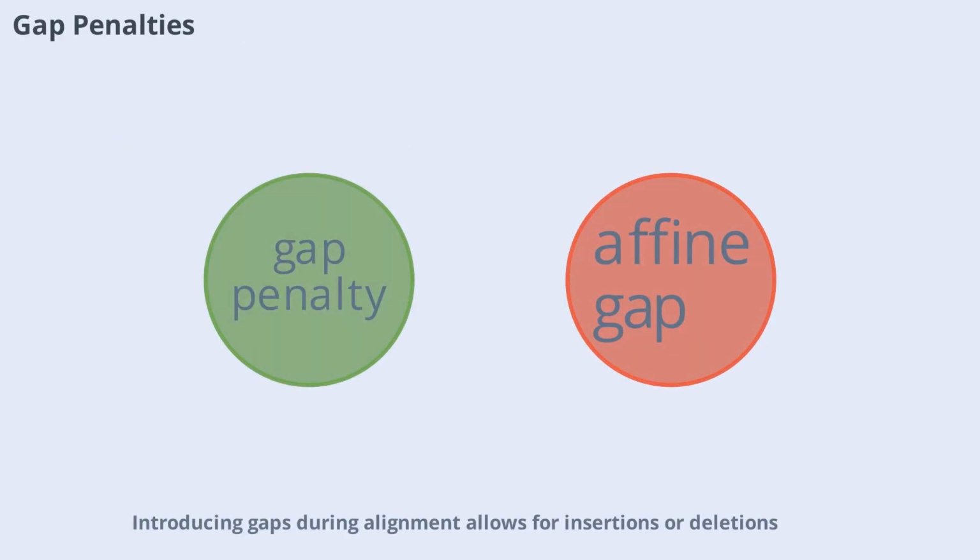Introducing gaps during alignment allows for insertions or deletions, but too many gaps can distort the results. That's why gap penalties are used to discourage unnecessary gaps. There are two main types: linear and affine gap penalties. Linear penalties assign a fixed cost per gap, while affine penalties distinguish between opening a gap and extending it. Choosing the right gap penalty is crucial for accurate alignment.